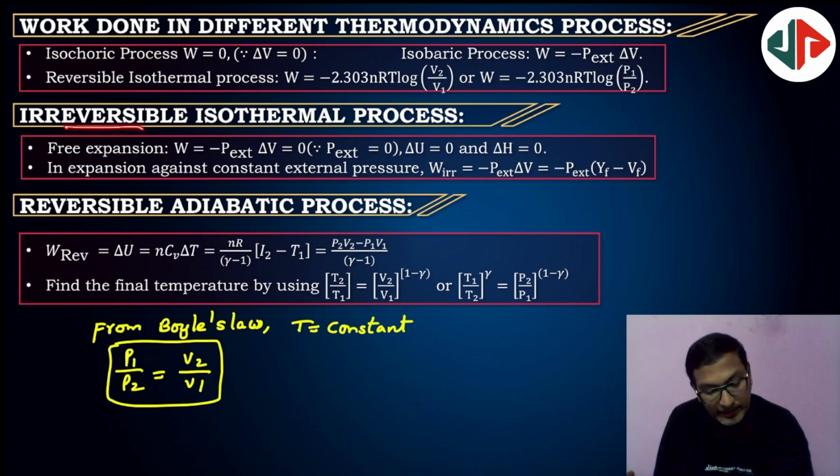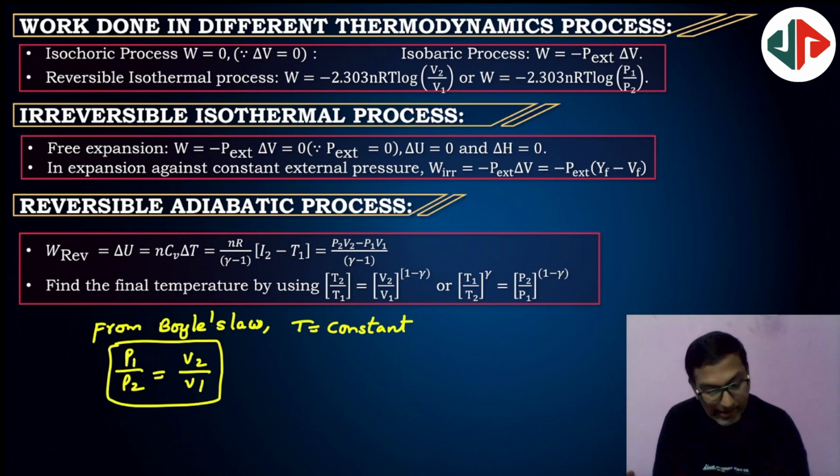Next, irreversible isothermal process, free expansion. Free expansion means external pressure will be 0. Therefore, work will be 0. Delta U 0, delta H 0. Free expansion of gas. Next, in expansion against constant external pressure, work irreversible equals minus P delta V, where delta V is V final minus V initial.